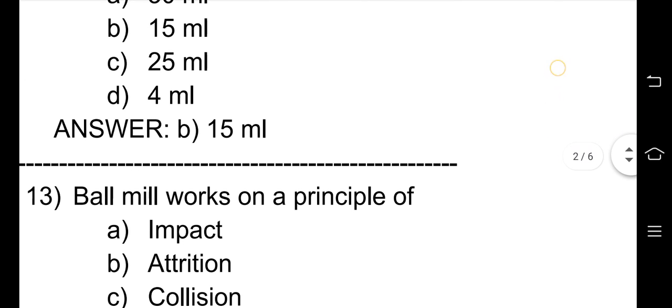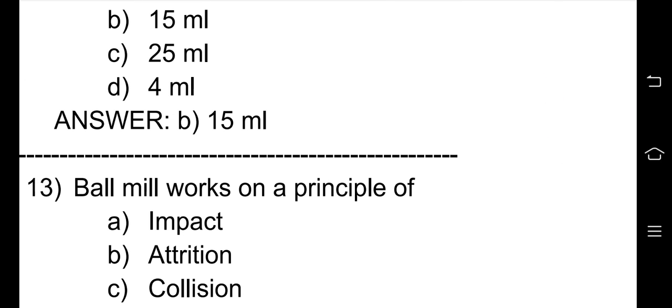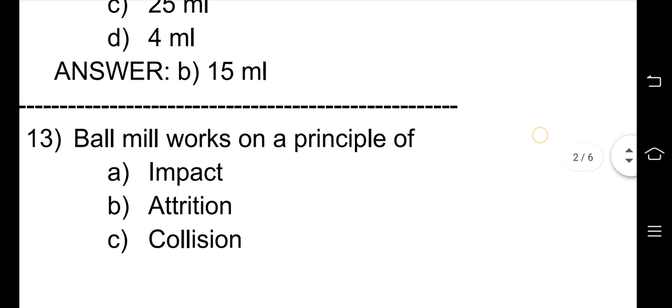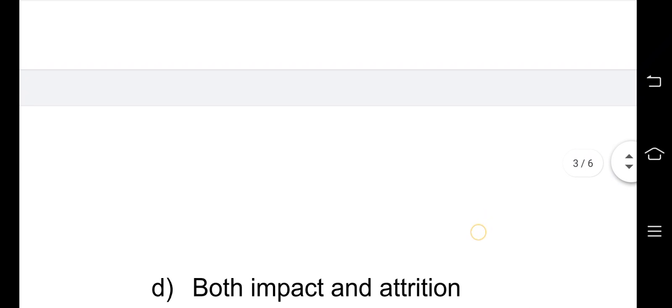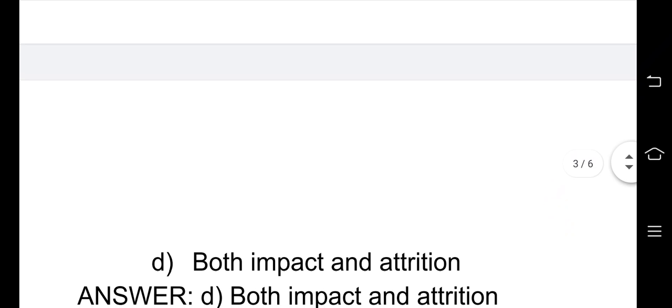13th question. Ball mill works on the principle of option A impact, option B attrition, option C collision and option D both impact and attrition. The correct answer for ball mill principle is option D both impact and attrition. So the ball mill works on the principle of both impact and attrition.